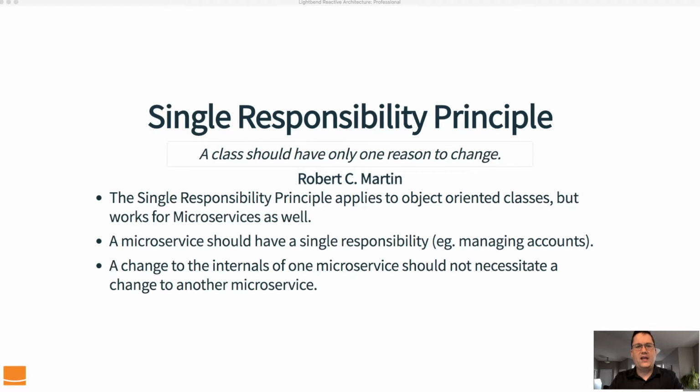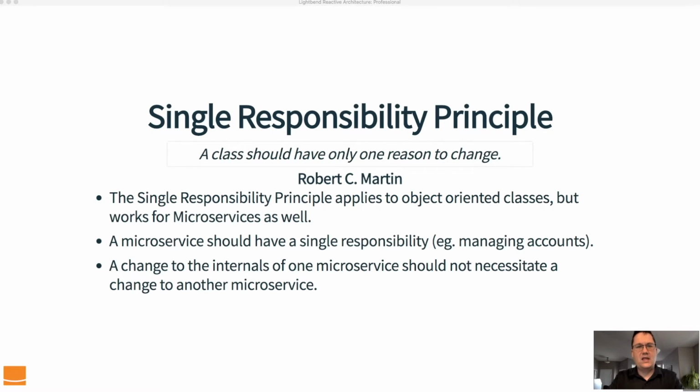The idea then is that a microservice should have a single responsibility. It should have only one reason to change. So an example of that would be if you have a microservice for managing accounts, or if you have a microservice in our Reactive Barbecue for dealing with orders, or a microservice for the menu. These things have only one responsibility. The menu service deals only with the menu. It doesn't do menus and orders. If you do menus and orders, then it's not a single responsibility.